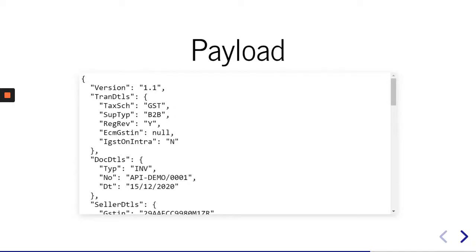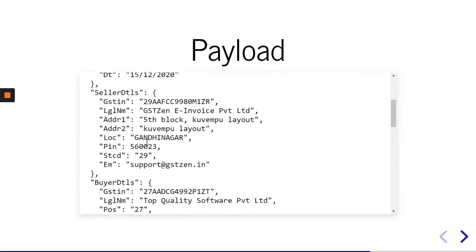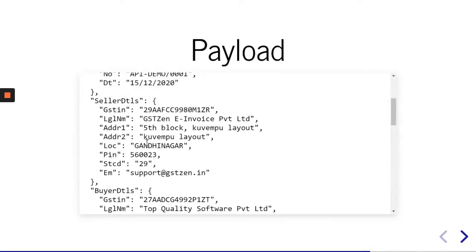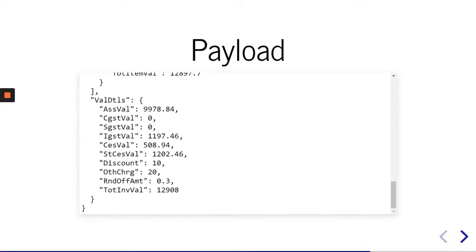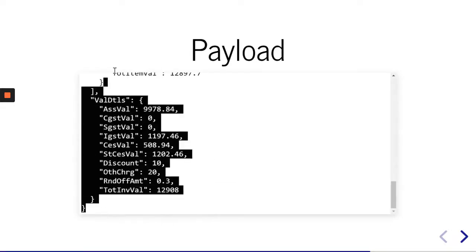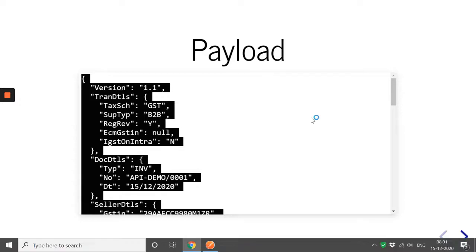I am going to use Postman to generate the e-invoice. Let me walk through the payload here. The transaction details say that this is a regular B2B invoice. The document details contain the invoice type as invoice, the invoice number, date, the supplier GST number and address, the buyer details and so on. So here are all these details. Let me copy this. I'll use this directly in my demo.